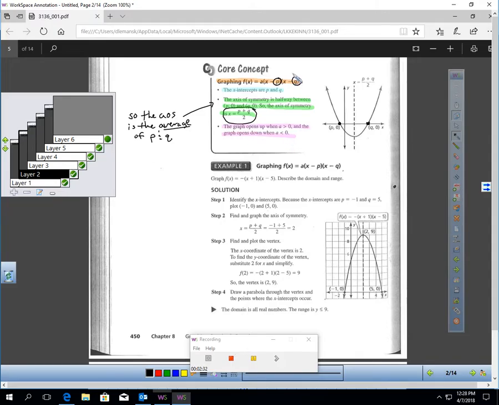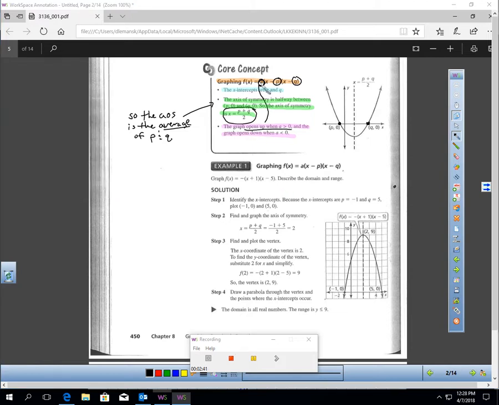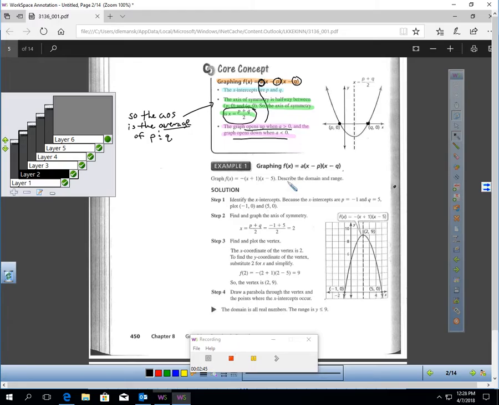The A value tells you the exact same thing it told you back in lesson 1. If A is positive, the parabola opens up. And if A is negative, the parabola opens down. So the A value is consistent no matter what form I have. A always tells me if the graph will open up or down.